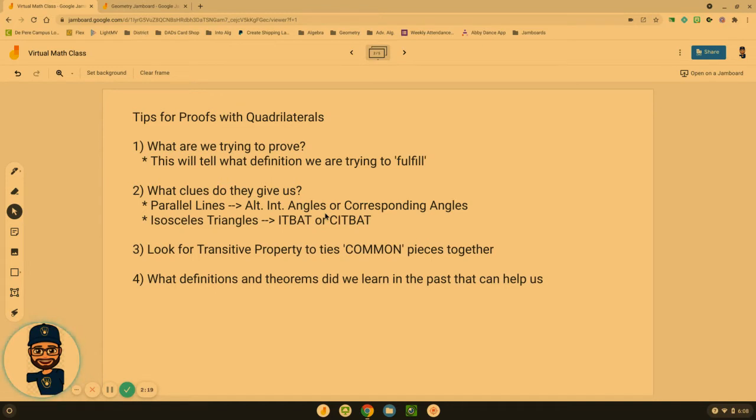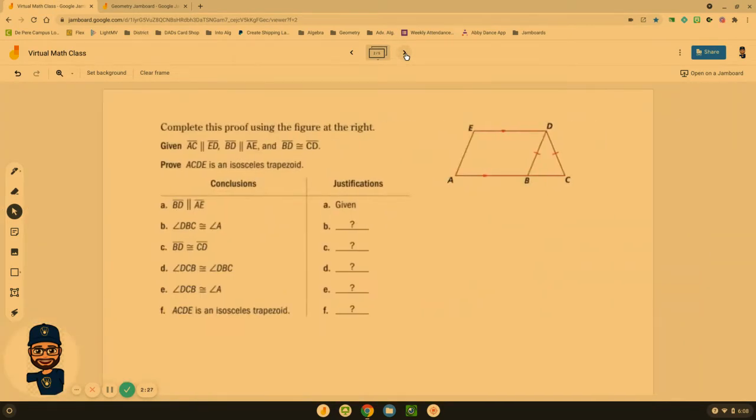So I've got 3 examples for us to go through. These are probably pretty important examples for you to write down and go through as we're going through them together. Answer the questions as they pop up. All right, so this one's partially filled in. We need to complete the proof using the figure at the right and this information. AC is parallel to ED, BD is parallel to AE, and BD is congruent to CD. We are trying to prove that ACDE is an isosceles trapezoid.